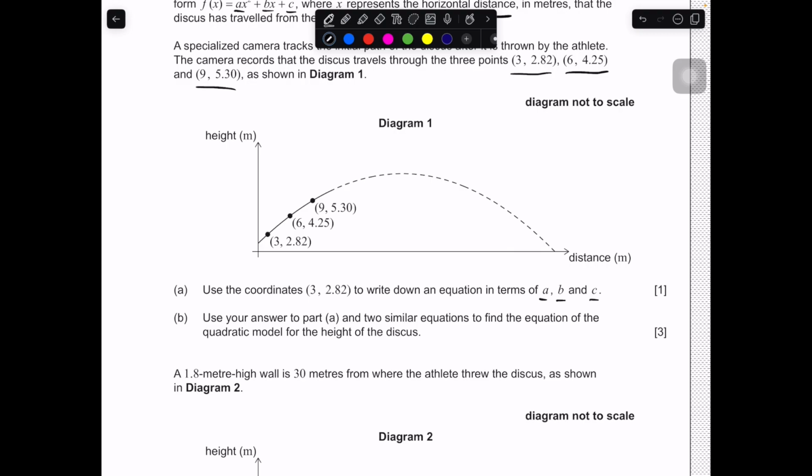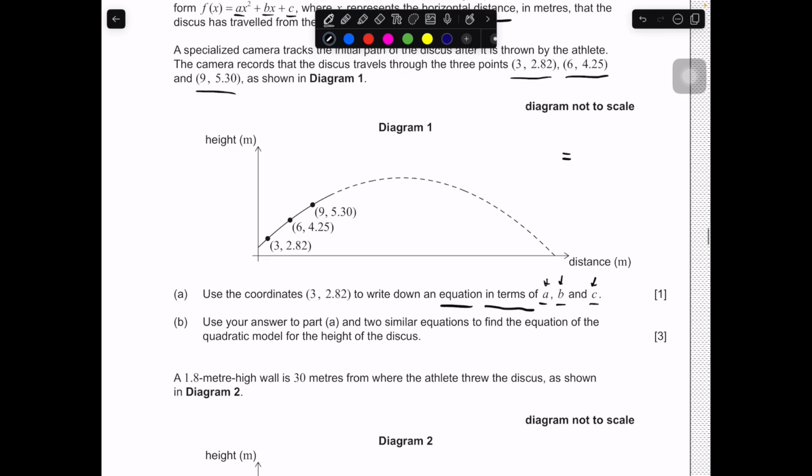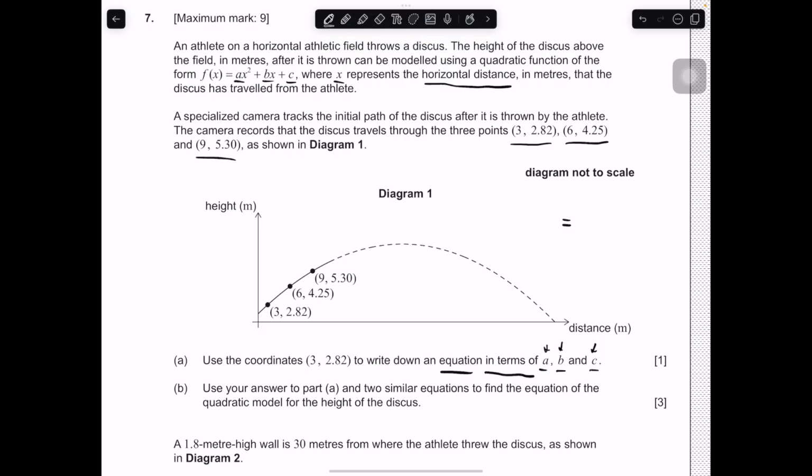So write down an equation in terms of a, b, and c. So what are they asking us? They're asking us for an equation, something with an equal sign, and they want us to write it down in terms of a, b, and c. The IB will rarely give information that isn't useful. They'll tell you about, let's say, when the pyramids were built and so on, but after that they won't give you inessential reading.